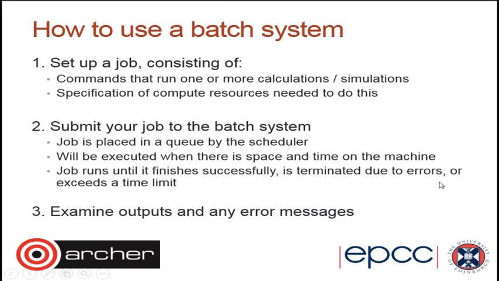the first thing I'm saying is the second bullet point. The specification of the kind of compute resources that you need for your job. That is something that you're telling the scheduler, you're telling the batch system, my job needs these resources. That's the information that it needs in order to be able to schedule your job.